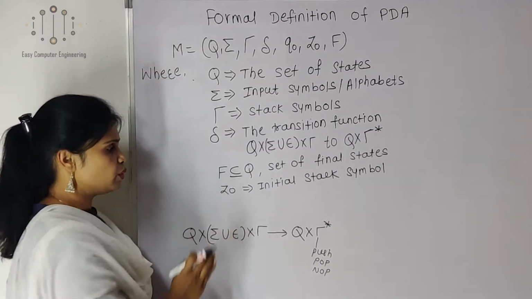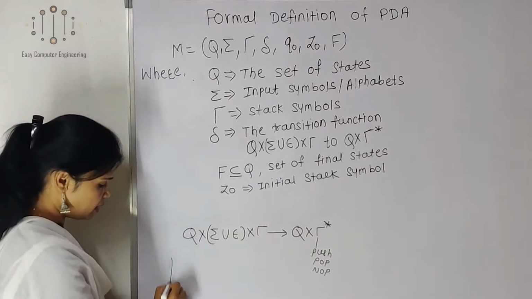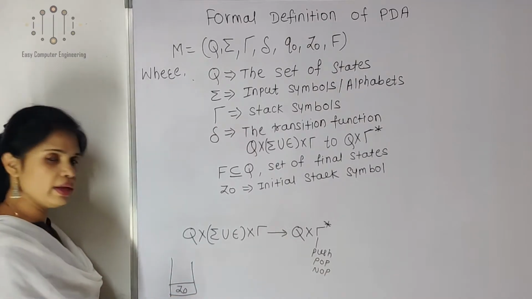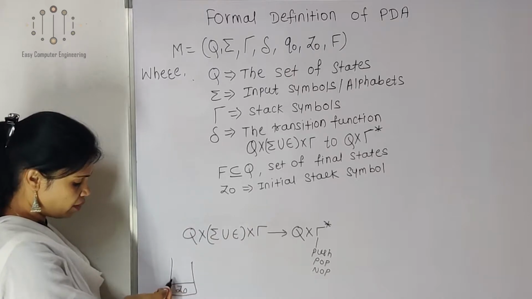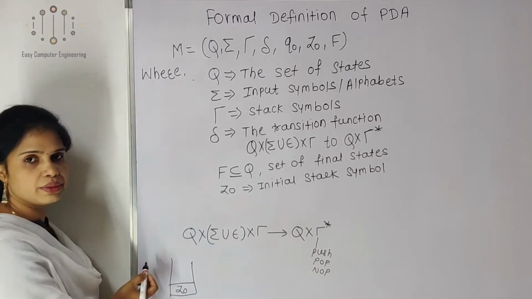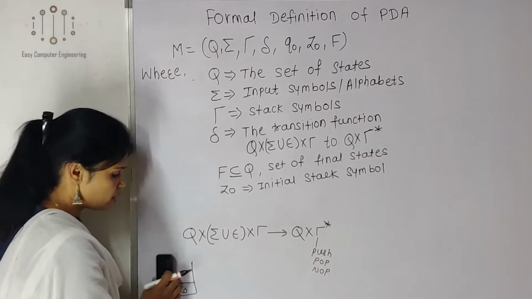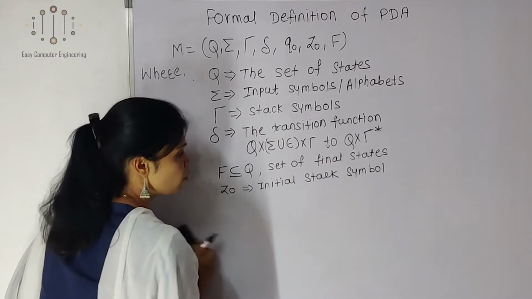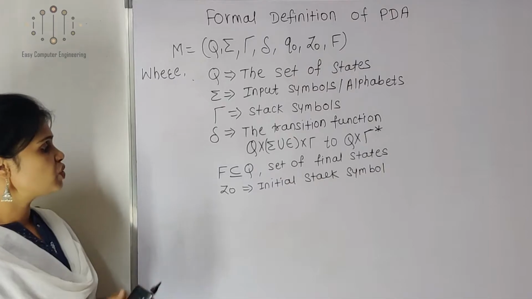Then Z0. This Z0 is the initial stack symbol, which means initially Z0 is present in the stack. It is telling us we can push only after this Z0. So that is nothing but the initial stack symbol. So this is the formal definition of pushdown automata. Now we will see the functions.